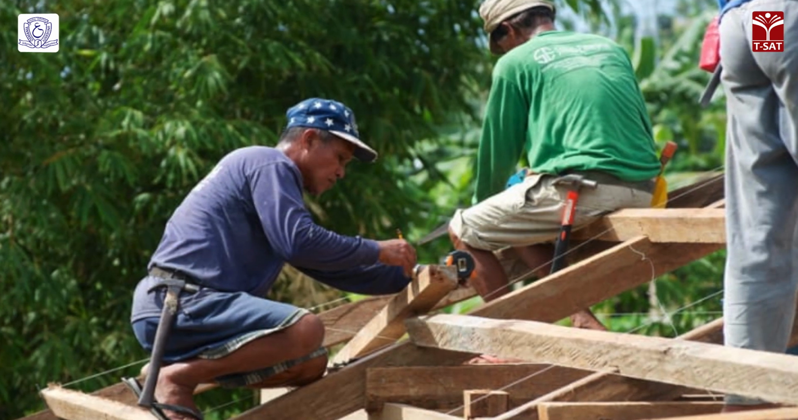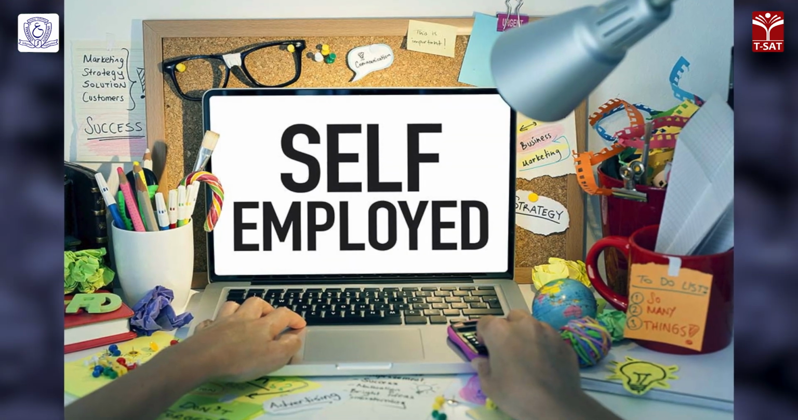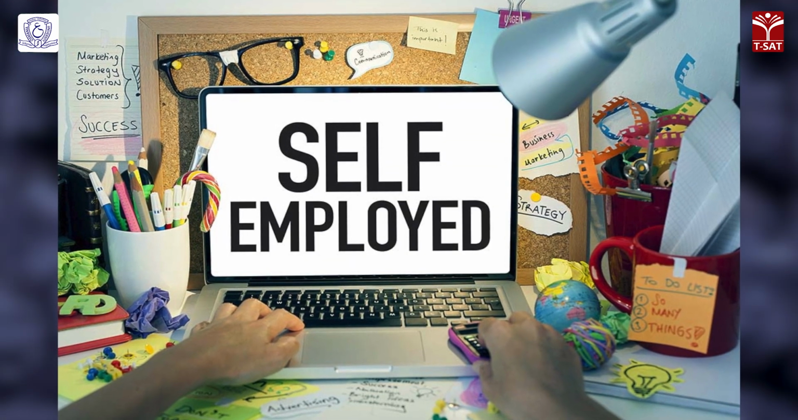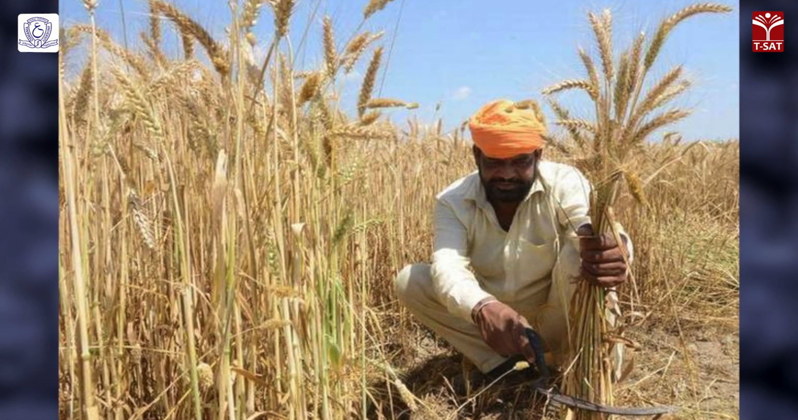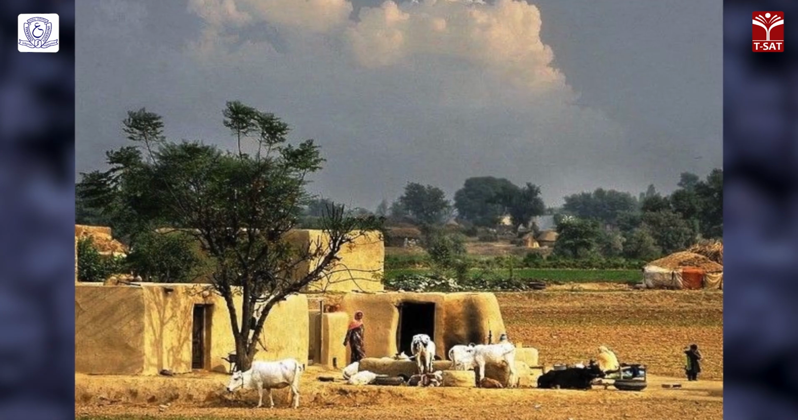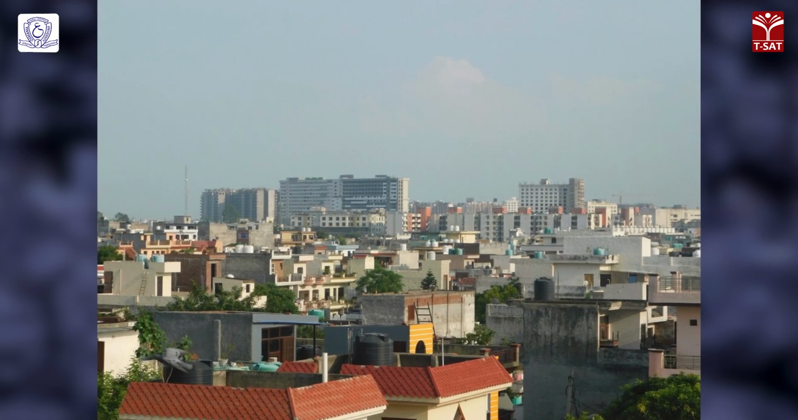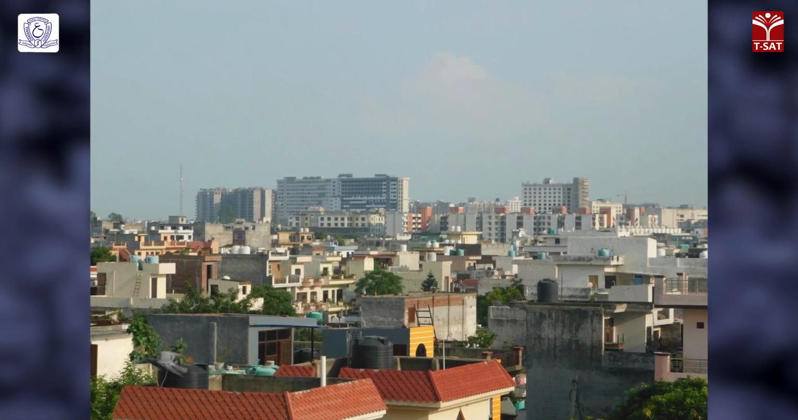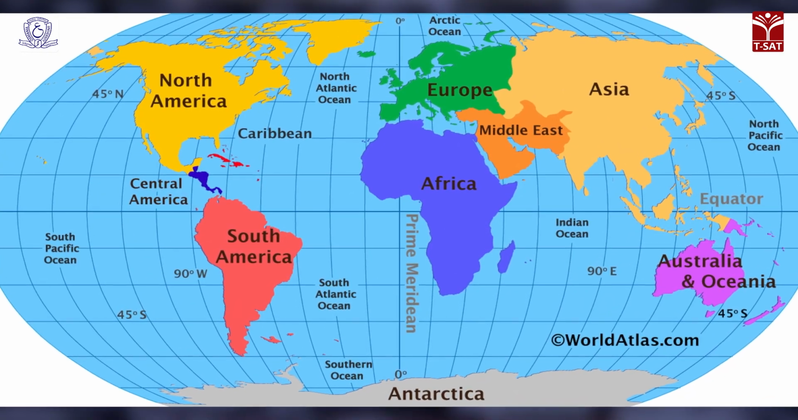The laborers deployed in the construction and other low menial work and self-employed activities are largely migrants from rural areas. It is also seen that agriculture development in Punjab has resulted in migration of rural Punjab population not only to the cities of different states of India, but also to the cities of other countries of the world.